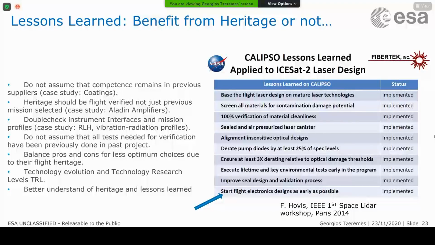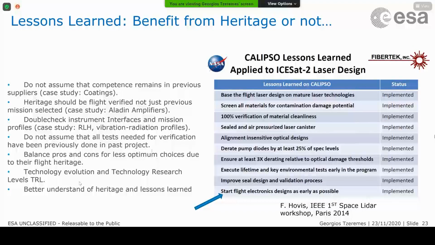Second example is that we assume that heritage is happening because we have another mission that hasn't flown yet, but in reality you have to make sure that it has flown, and not only flown, but flown in the exact same conditions you are flying, if you want to call it heritage. Third point is to double check instruments and interfaces against mission profiles, because if it has flown around the Earth, maybe your radiation profile is not as good if you want to use it to go to Mars or Jupiter, for example, and then you have to follow a different delta validation of your techniques and the components.